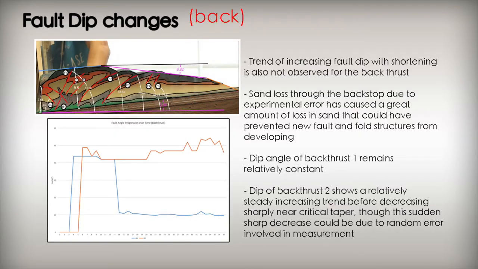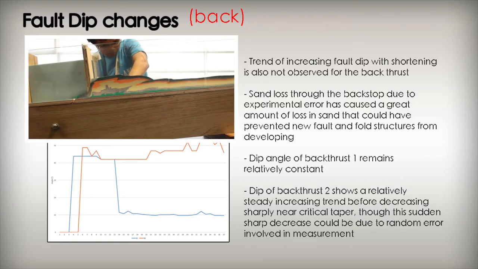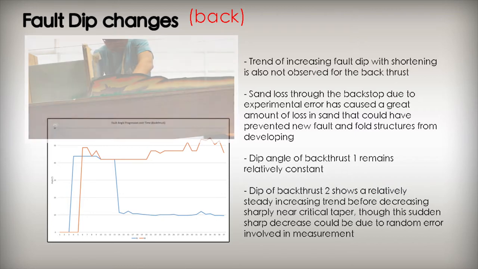Similarly for the back thrusts, B1 and B2 are represented by the blue and orange lines respectively. The trend of increasing fault dip with shortening is not observed very clearly. Dip of B1 remains relatively constant, while B2 shows a steadily increasing trend before decreasing sharply near the critical taper. Sand loss through the backstop due to experimental error has caused a great amount of loss in sand that could have hindered the formation of new faults. The numbers could also be prone to random errors in measurement.